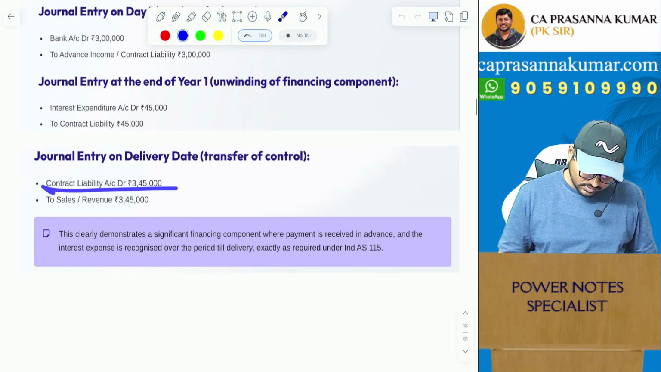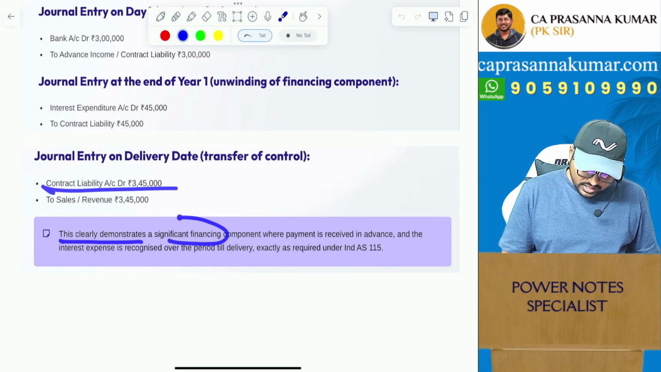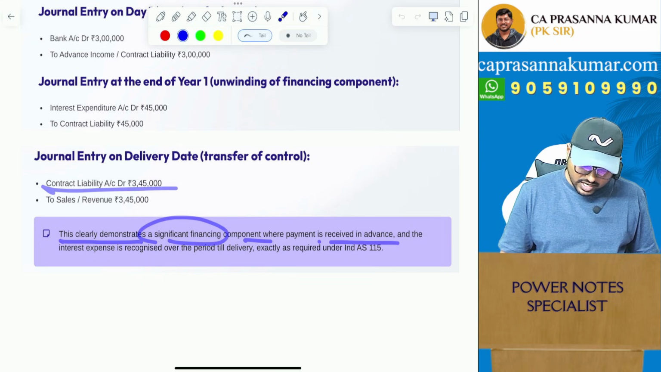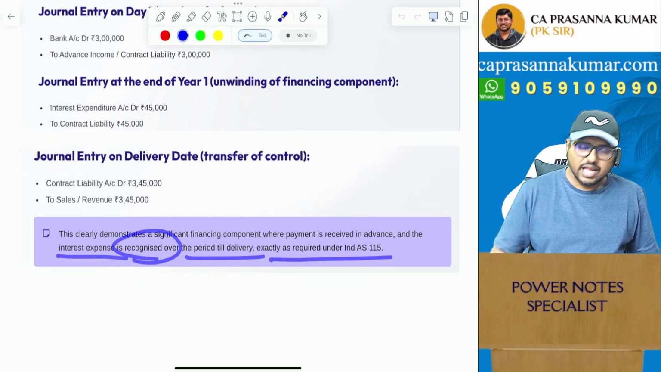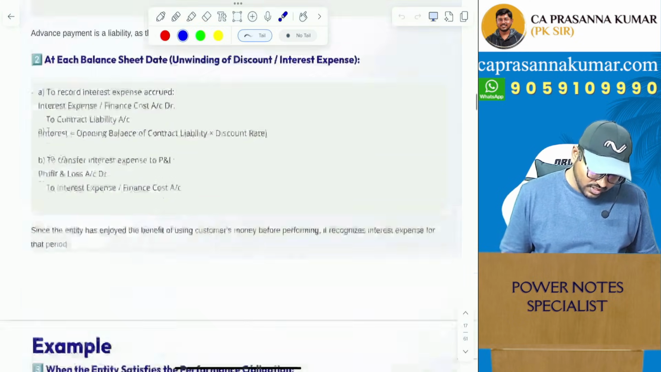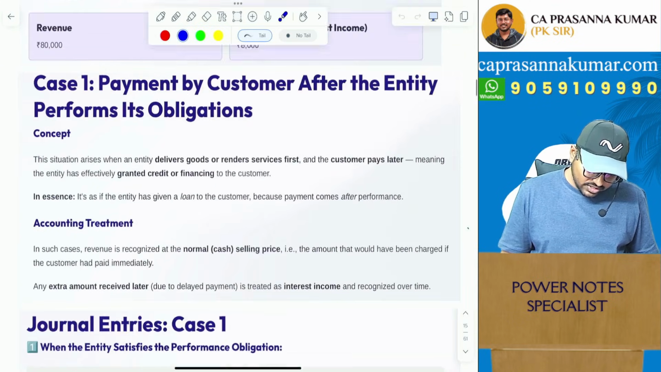That's all. This clearly demonstrates a significant financing component where payment is received in advance and the interest expense is recognized over the period till delivery, exactly as required by Ind AS 115. Once you are done with these two, the concept is done. That's it. Nothing else.